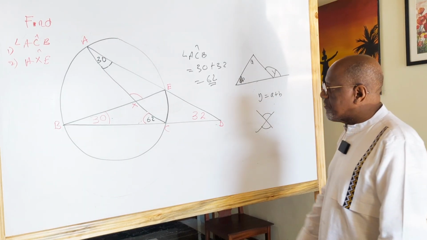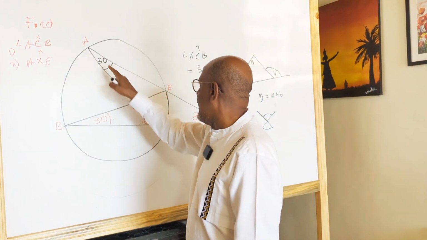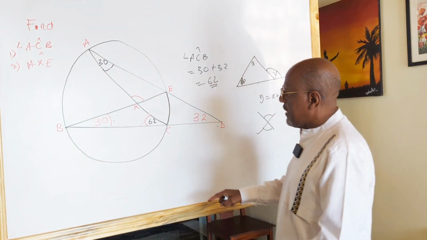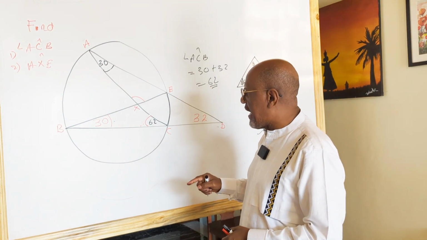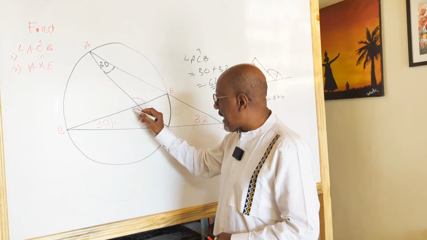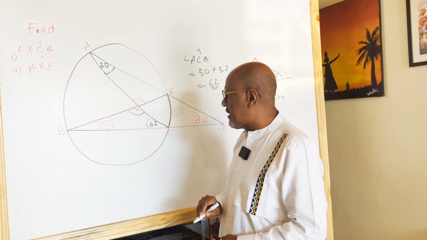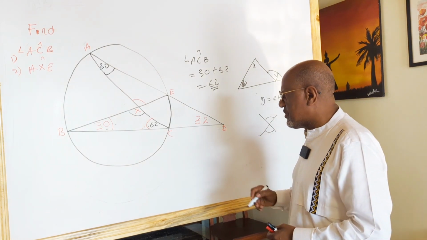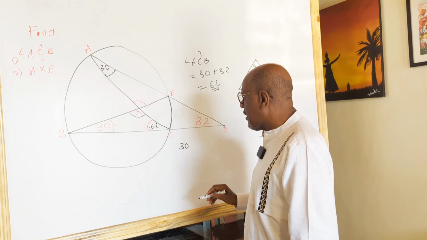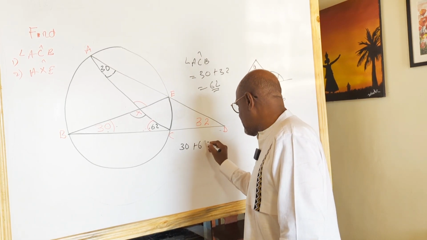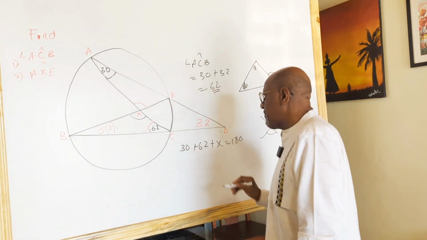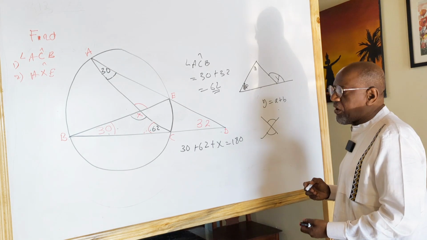The next thing we would like to do is to find angle AXE. Now, in any triangle, we know that the sum of the measures of the angles of the triangle is 180 degrees. So the angle X, this angle, plus 32 plus 30, call this angle X, plus X would be equal to 180 degrees. Because the sum of the angles of any triangle is 180 degrees.